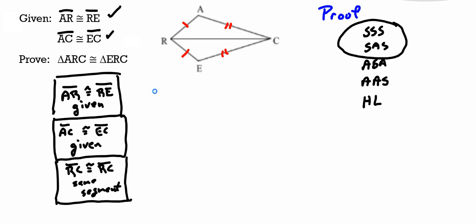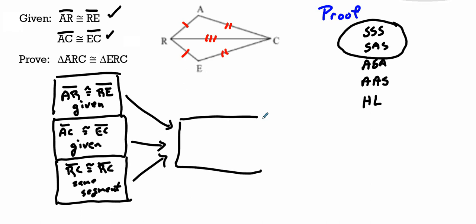But we're happy calling it the same segment. Now, just for the fun of it, I'll put three marks on here, which I generally don't do because there's nothing to pair it up with. But now we've got this statement, this statement, and this statement, and they all are going to allow us to make the statement here that triangle ARC is congruent to triangle ERC.